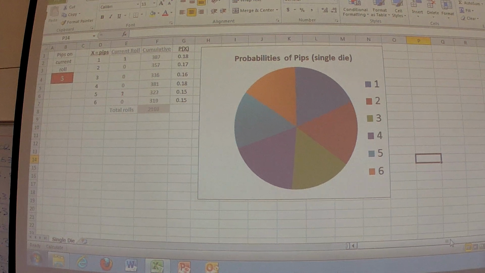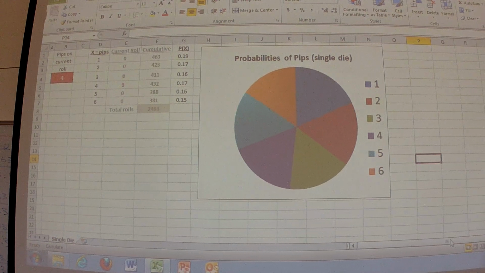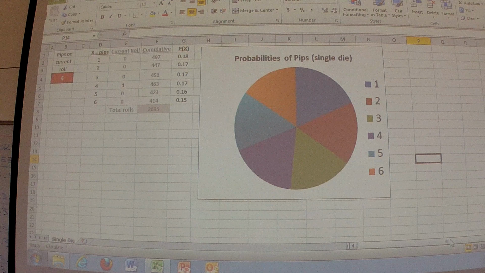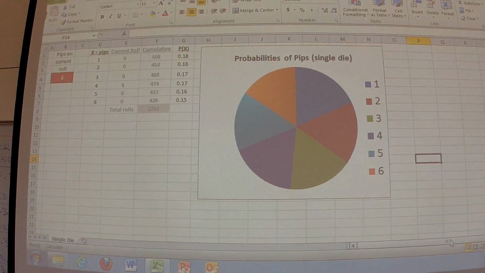So the column over from that is the cumulative column. That's keeping track of how many ones, how many twos, how many threes, how many fours, how many fives, and how many sixes. And the column next to that, what does that mean? The P of X column is the probability column. In other words, it's taking the number of ones that you got and dividing it by how many times we've rolled. We've rolled over 3,000 times right now.